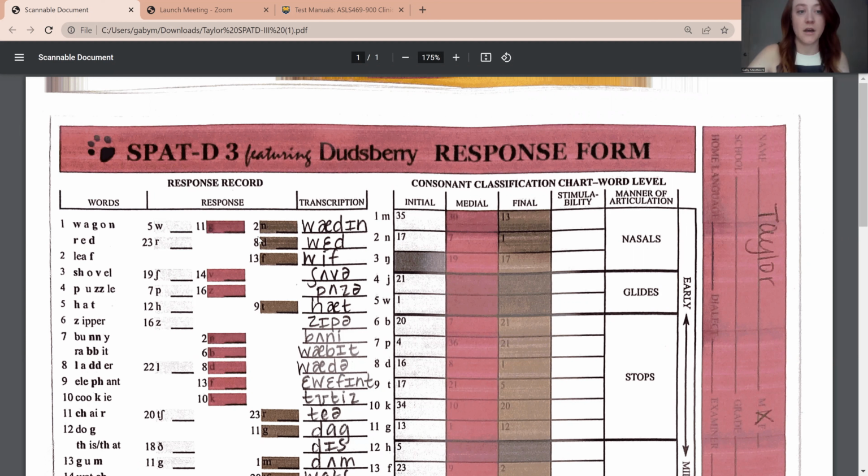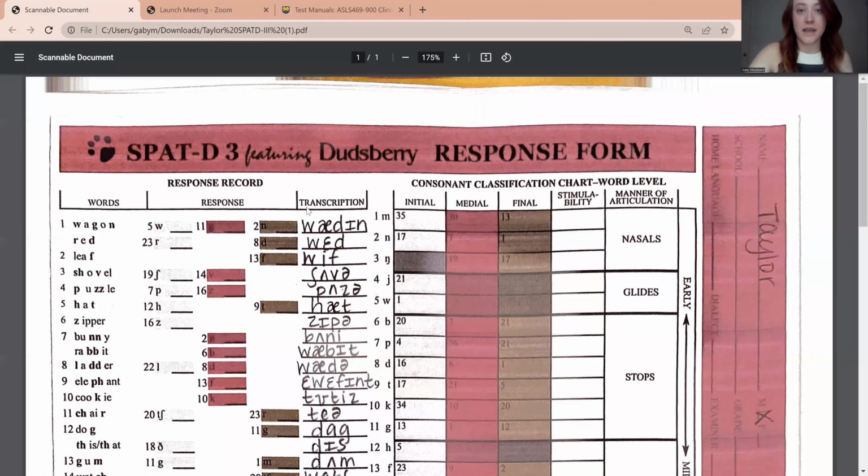With the SPAT-D, obviously you have the target word, the response, and the transcription. You're going to be using the transcription to fill out the information within the response. For this very first one, the target word was wagon, and Taylor said wadden. The SPAT-D primarily looks at consonants, and that's what we're going to be marking as incorrect on the test sheet. Don't do anything with the correct ones. You're just going to confuse yourself. So I would just mark what's incorrect.